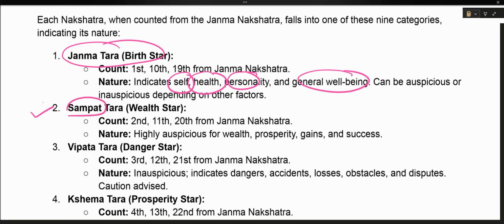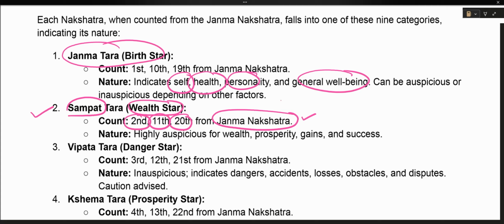Sampad means the wealth star. That means whenever a planet transits at the Sampad Tara, it will give you wealth, or an income boost, or an increase in property. The count is the second nakshatra from the Janma Nakshatra, the 11th one and the 20th one, are the wealth stars from the Janma Nakshatra. We have to always count from the Janma Nakshatra.